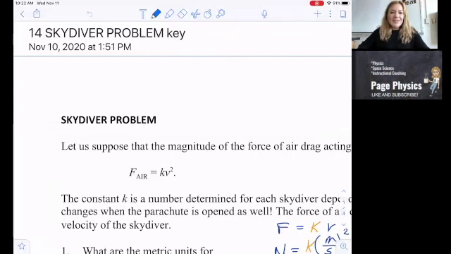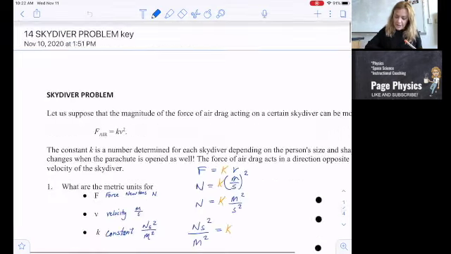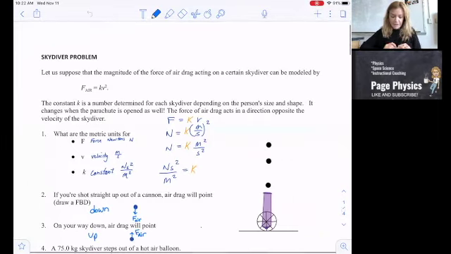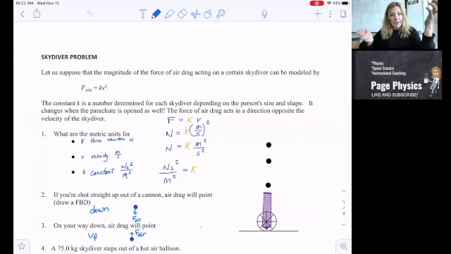Hi, we're going to walk through the Skydiver problem. I wanted to talk you through it, even though I provided the key for you, because sometimes it's easier to figure it out when you know where things are coming from. At the top, we're talking about a skydiver who is jumping out and doesn't open the parachute right away. So we're going to take a look at what that looks like.